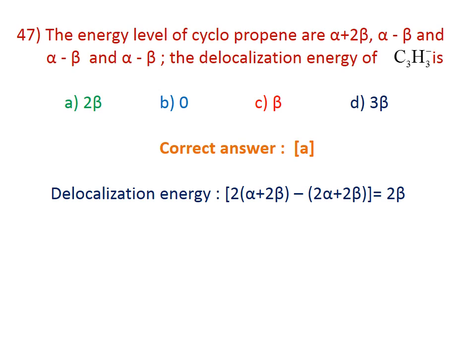It is equivalent to 1 molecule of ethylene. For 1 molecule of ethylene, the pi electron energy will be equal to 2 alpha plus 2 beta. Therefore, the delocalization energy will be equal to the total pi electron energy of cyclopropane minus the total pi electron energy of the ethylene molecule, which will give us 2 into alpha plus 2 beta minus 2 alpha plus 2 beta, which is equal to 2 beta. Therefore, the delocalization energy of C3H3 minus is 2 beta. The correct answer is A.